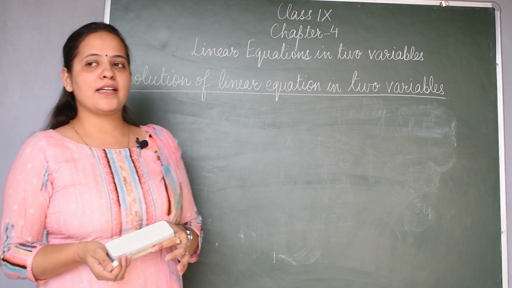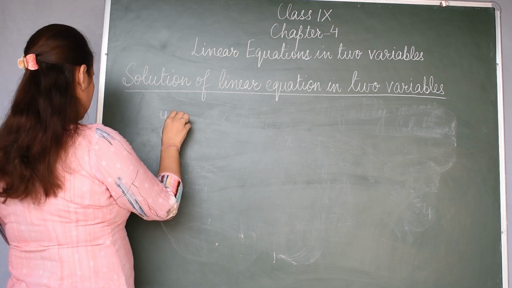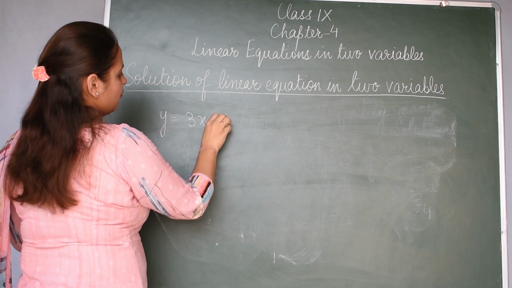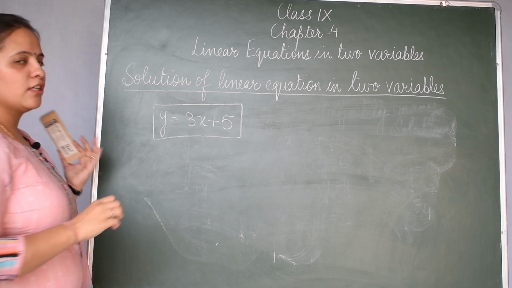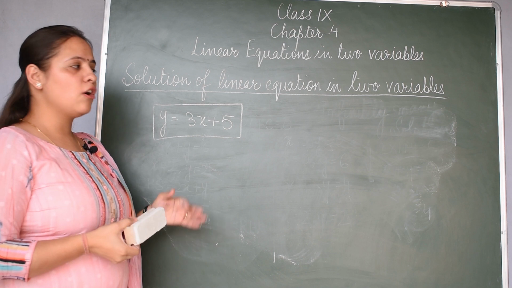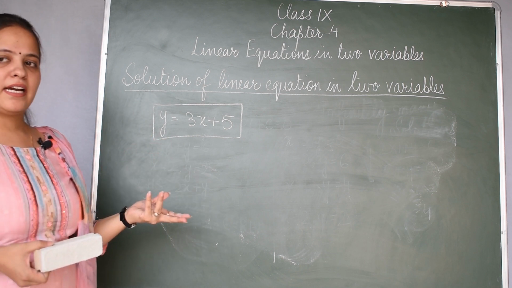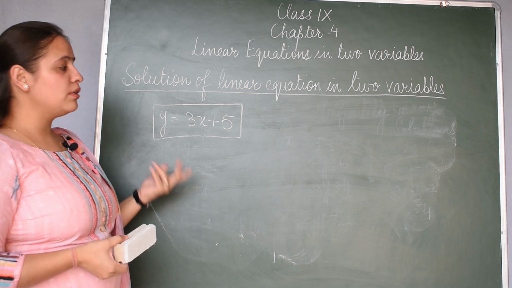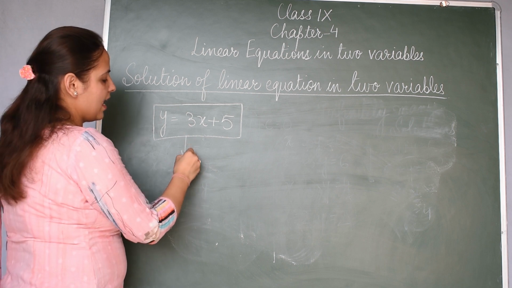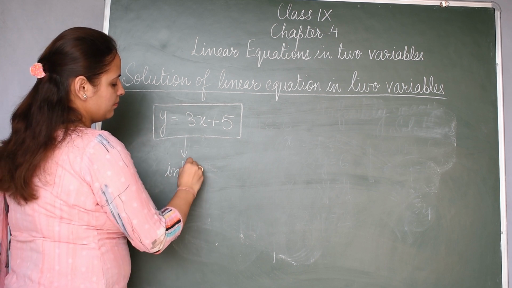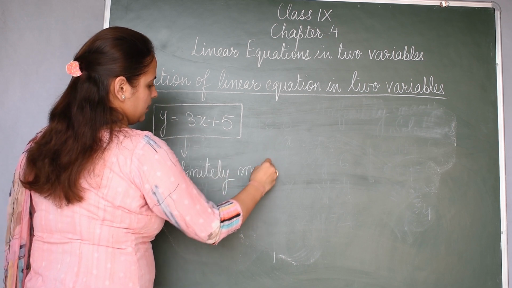Now let's proceed to exercise 4.2. Your first question is y is equal to 3x plus 5. Now this is a linear equation in two variables. You are given the options that this equation has no solution, infinitely many solutions, or unique solution. So this is a linear equation in two variables, so it has infinitely many solutions.